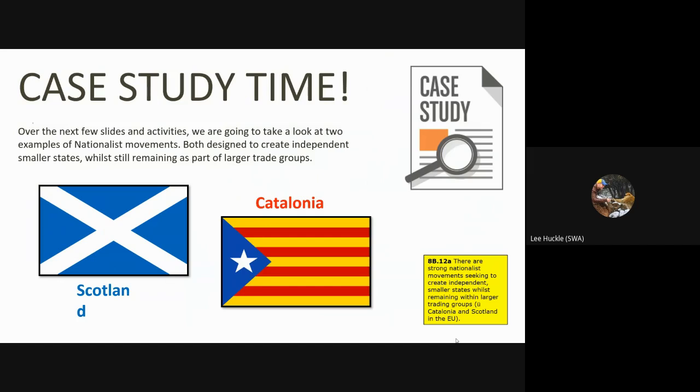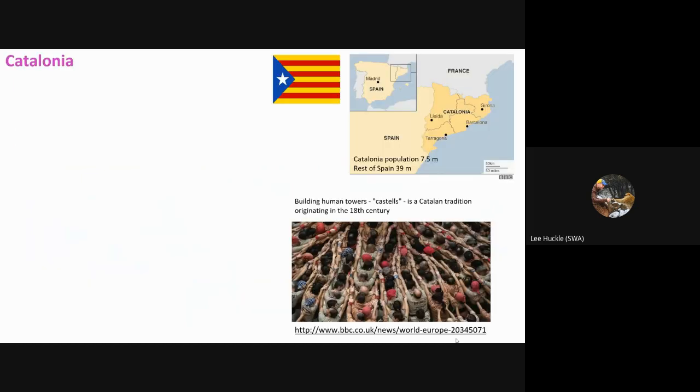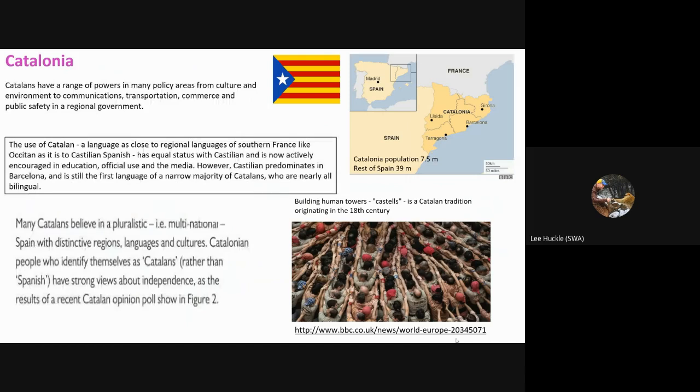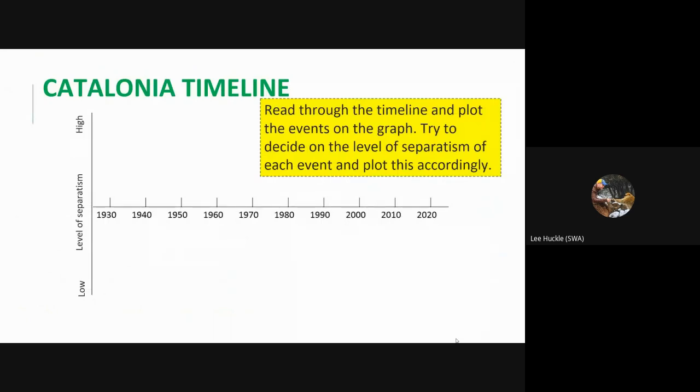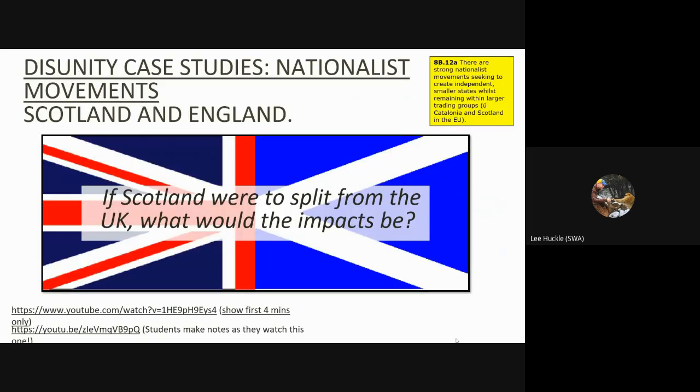One was Scotland within the United Kingdom, where there have been calls over the years for Scotland to become an independent nation state and break away from the political union of the United Kingdom. And the other one was Catalonia in Spain. 2 really good examples that you put together as case studies. The first one was Catalonia. You had resources to use alongside extra research, and you put together a timeline. And then Scotland: the Scotland in the United Kingdom debate. If Scotland were to split from the UK, what would the impacts be? And why are some people in Scotland calling for the independence of Scotland as its own nation state?